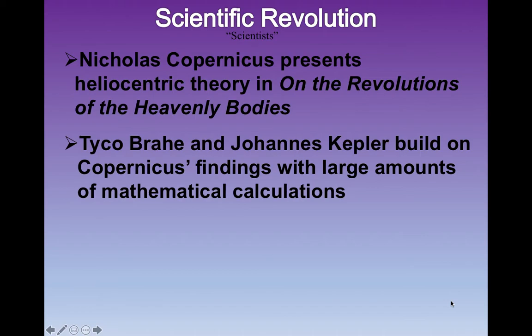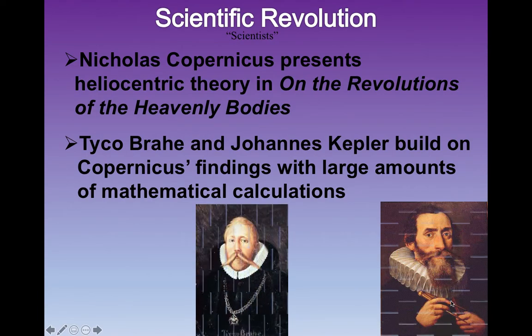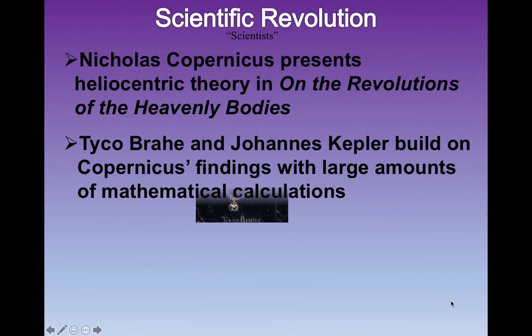But then you'll have Brahe and Kepler that will build on Copernicus' findings with larger amounts of mathematical calculations. So you have these two individuals that will take Copernicus' findings and fine-tune it. Copernicus believed that the sun was the center of the universe. They're going to take that, but actually realize that the rotation of the planets is an elliptical or oval shape, not a circle as Copernicus had believed.